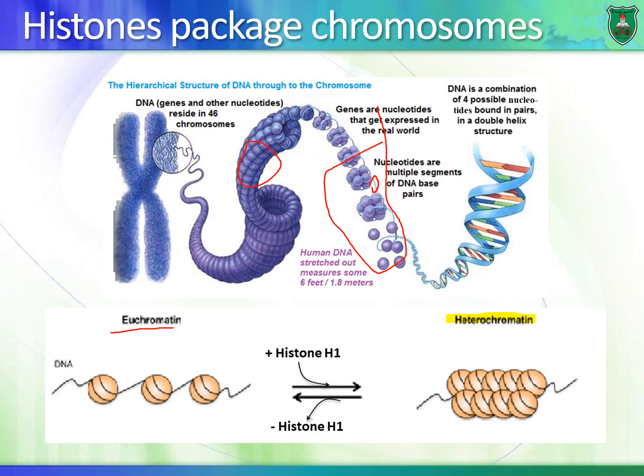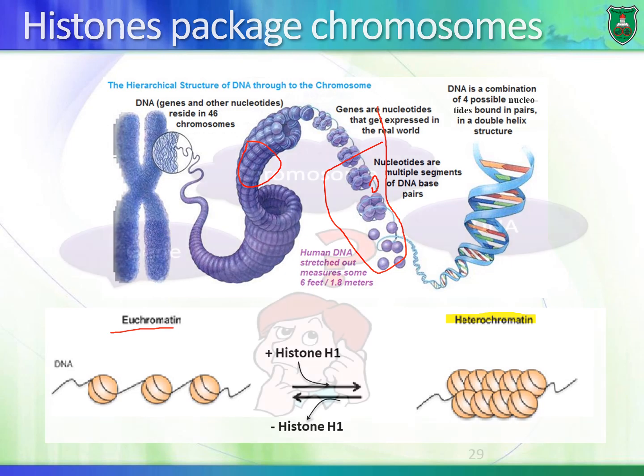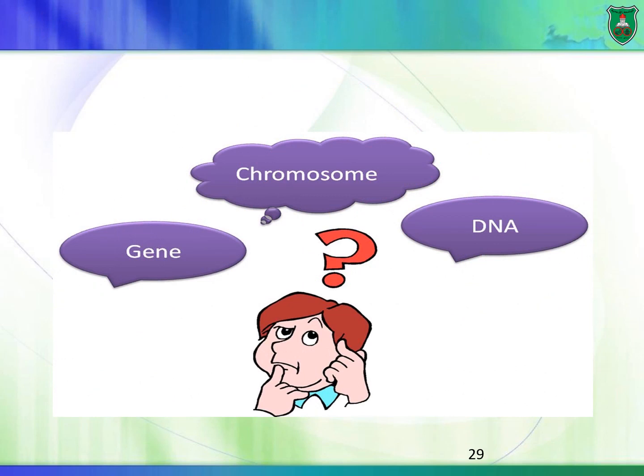Now, this is important because when we later talk about gene expression and transcription, pay attention to that. Euchromatins and heterochromatins. Okay, so someone might say, I'm a bit confused. What's the difference between DNA, chromosome, and gene? Because I heard about genes, but what is a gene exactly?